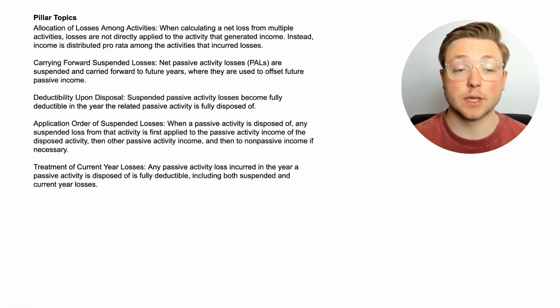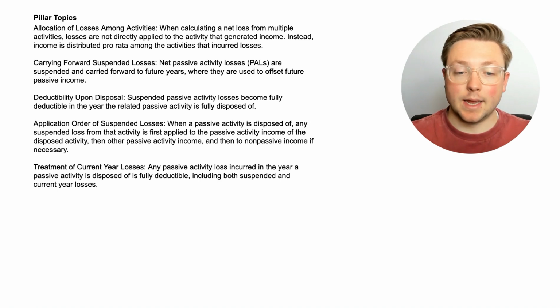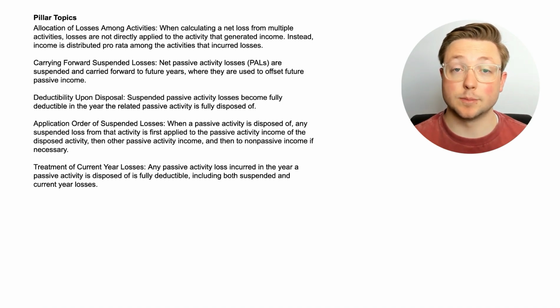Okay, here are the pillar topics. So first, when calculating a net loss from multiple activities, losses are not directly applied to the activity that generated income. Instead, income is distributed pro rata among the activities that incurred losses. The next pillar topic is that net passive activity losses are suspended and carried forward to future years where they are used to offset future passive income. And I'm not sure if I've said this fully in the video, but they are carried forward indefinitely until they can be used against passive income or until the passive activity is disposed of.